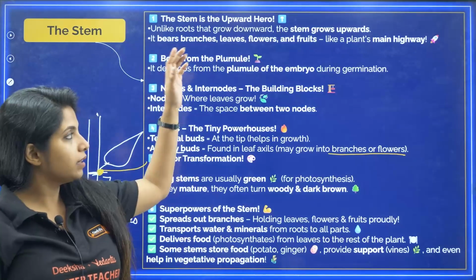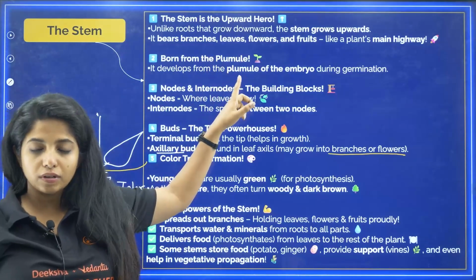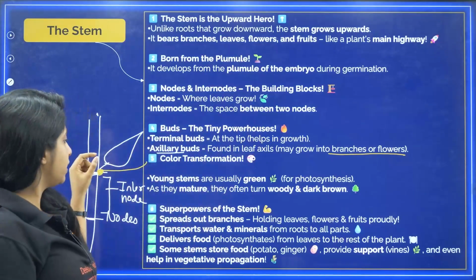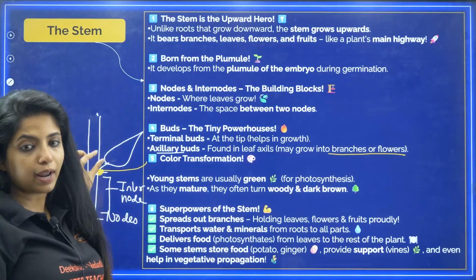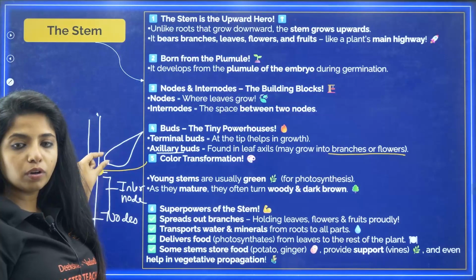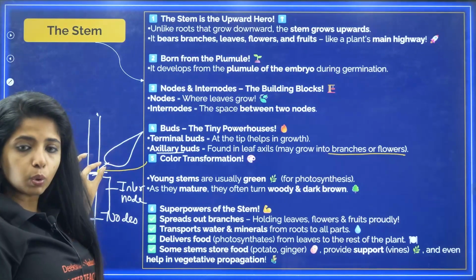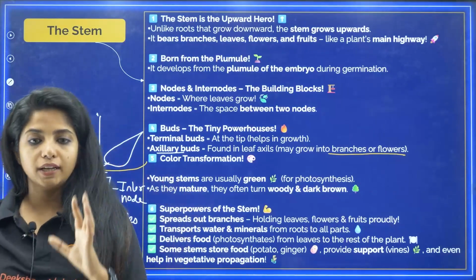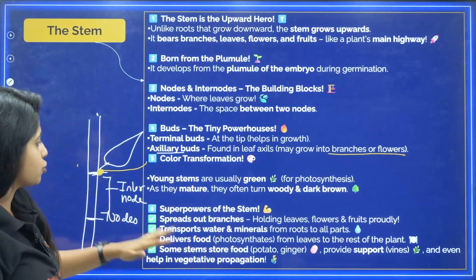So you get the stem from the plumule, my dear children. They have nodes and internodes, and they would definitely have buds also. Buds can be in terminal position or axillary position. Axillary buds are found basically at the base of the leaf, and these axillary buds, my dear children, can grow out into branches or basically flowers, either way, and these are the functions that we have.